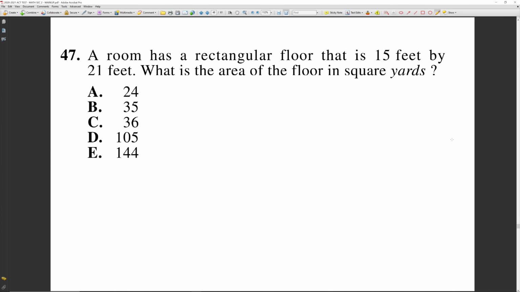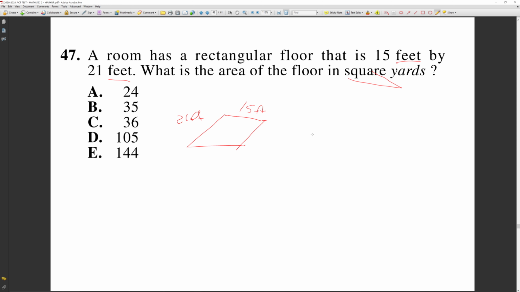Number 47. A room has a rectangular floor that is 15 feet by 21 feet. What is the area of the floor in square yards? So we have to make sure we do the correct conversion. So this is feet and this is feet. So it's 15 feet, this is 21 feet, and they want everything in square yards.